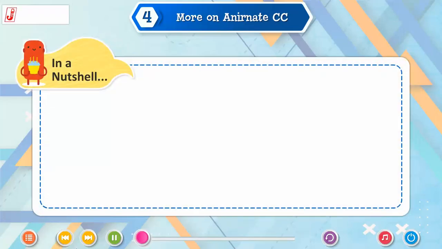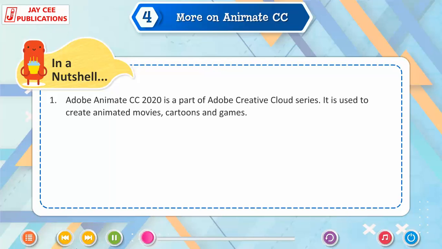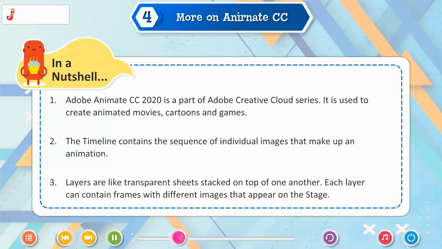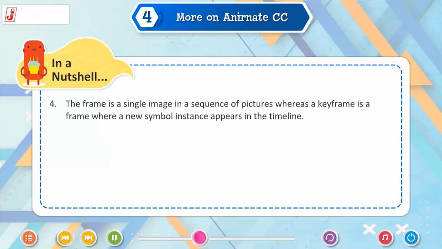In a nutshell, 1. Adobe Animate CC 2020 is a part of the Adobe Creative Cloud series. It is used to create animated movies, cartoons and games. 2. The timeline contains the sequence of individual images that make up an animation. 3. Layers are like transparent sheets stacked on top of one another. Each layer can contain frames with different images that appear on the stage. 4. The frame is a single image in a sequence of pictures, whereas a keyframe is a frame where a new symbol instance appears in the timeline.